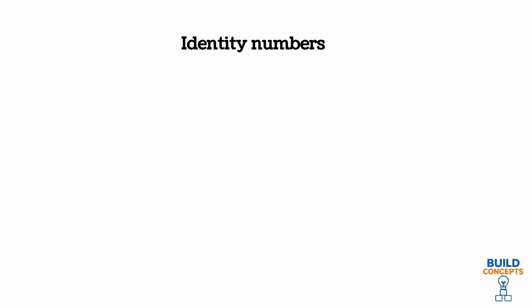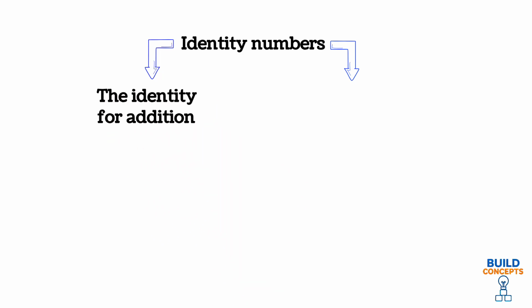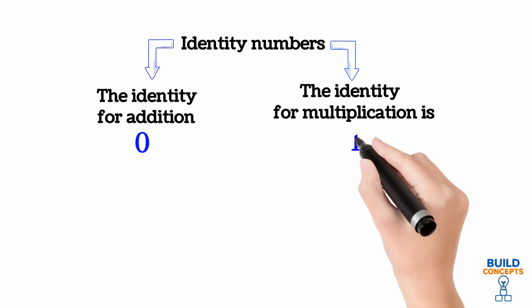Identity numbers are special numbers that do not change the value of the number we start with. They keep the identity of the original number. There are two main identity numbers. The identity for addition is 0. The identity for multiplication is 1.